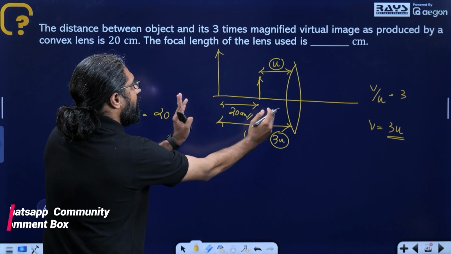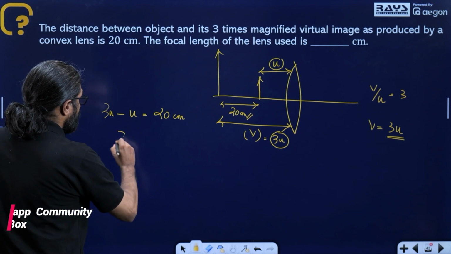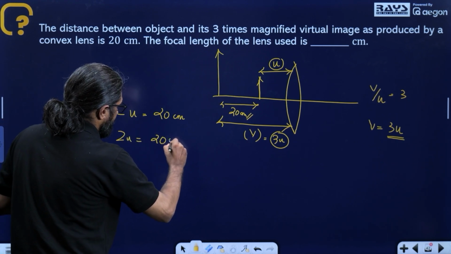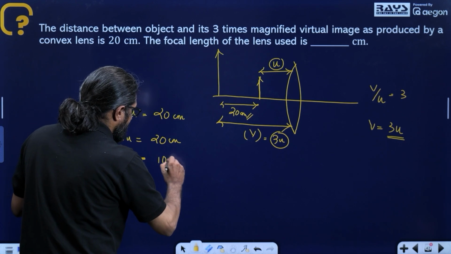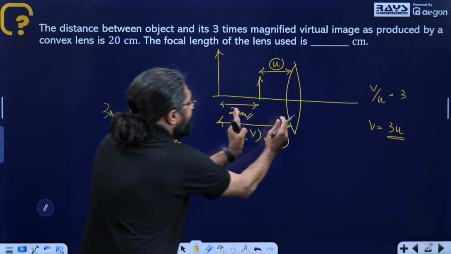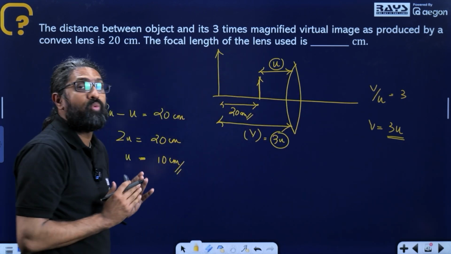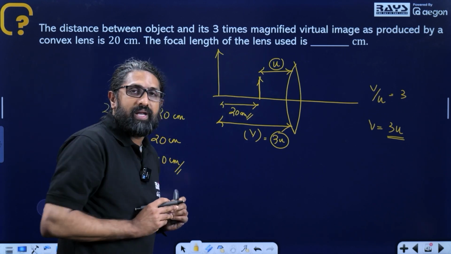Comparing only the magnitude, which means 2U is equal to 20 centimeters and U has a magnitude of 10 centimeters. Look, the length of U, its magnitude, is what we are calling 10 centimeters.